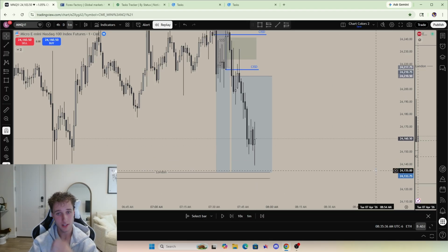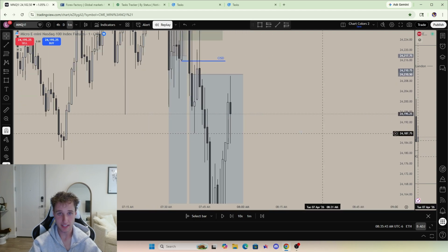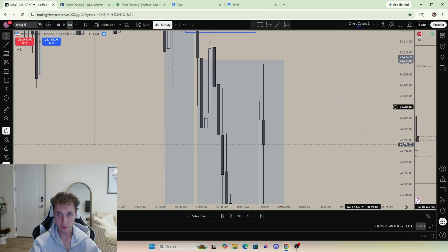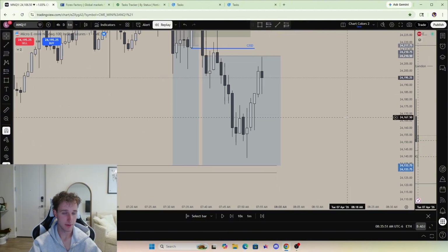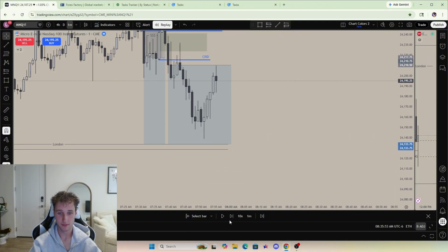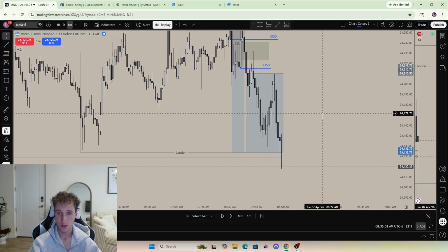We end up wicking London low, coming all the way back up, and I swear I did not get stopped out on this trade. I barely got wicked and didn't get stopped out of this trade. And what ends up happening? We end up flying back down lower and taking sell side, and my take profit was hit.